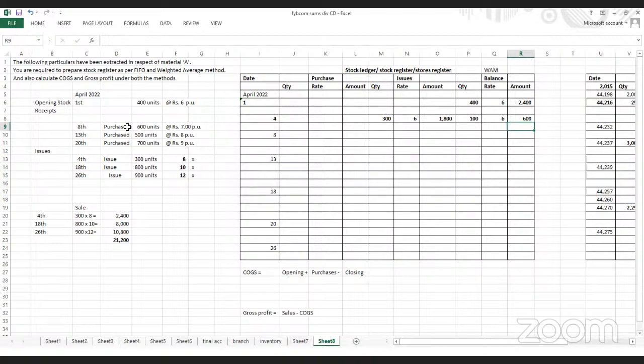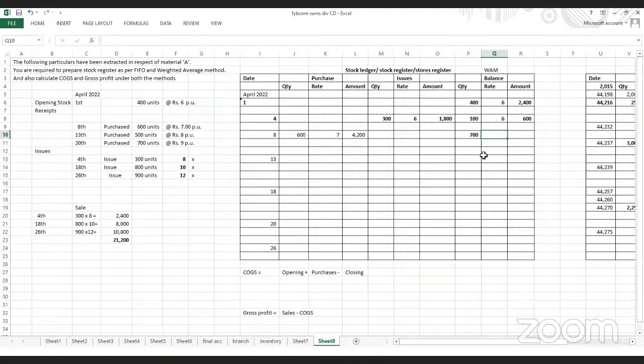Next date is 8. I have made a purchase, so I'm writing purchase. How many units? 600 units. The rate is 7. So amount will be 600 into 7. Now while writing balance, we need not carry forward the old stock separately. What we have to do? We have to add the units and add the amount. Clear? See, on 4th, I was left with 100 units. On 8th, I have bought 600 units. The total units with me are 700. Clear? Understood how I got it?